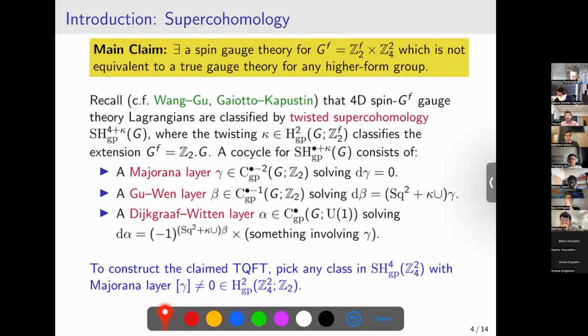Yeah, there's a question. Apparently my microphone isn't working properly, but I had a question on the previous slide. Is Z2F always normal in GF?